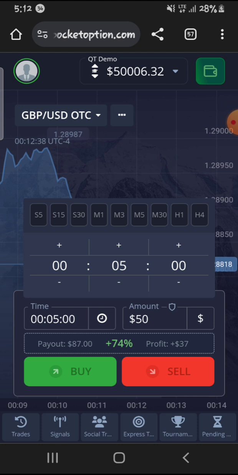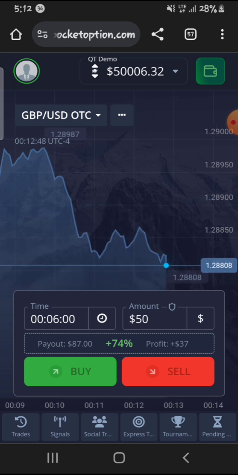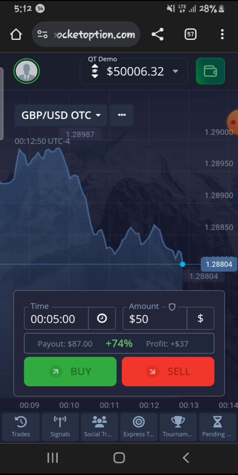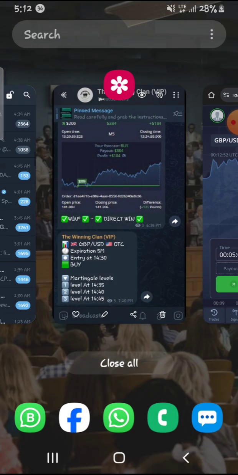You can either use the plus and minus button, or just come here where M5 means 5 minutes, M3 means 3 minutes, and S15 means 15 seconds. I don't know if you get it. So that's by the way. So this is on. What else do we need to do?